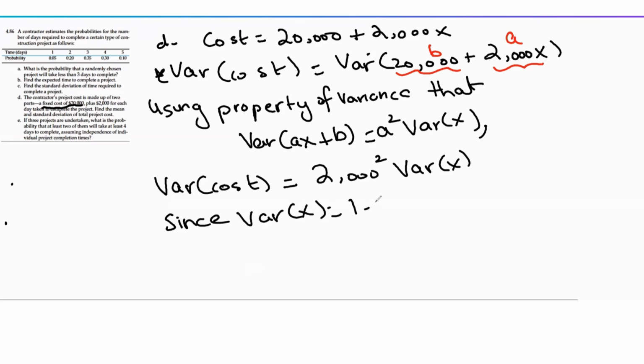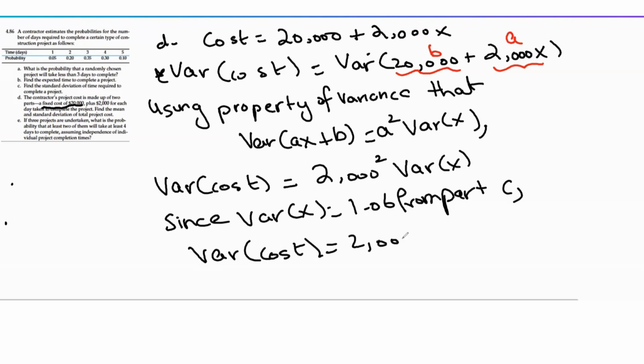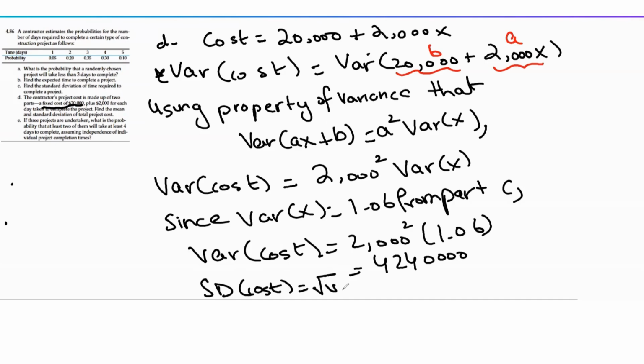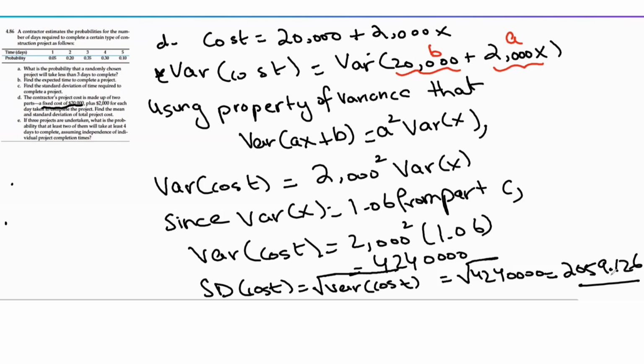Since the variance of x is equal to 1.06, which we found in part C, the variance of cost is equal to 2000 squared times the variance of x, which is 1.06, giving 4241234. We know standard deviation is always the square root of variance, so the standard deviation of cost is the square root of 4241234, which is 2059.126.